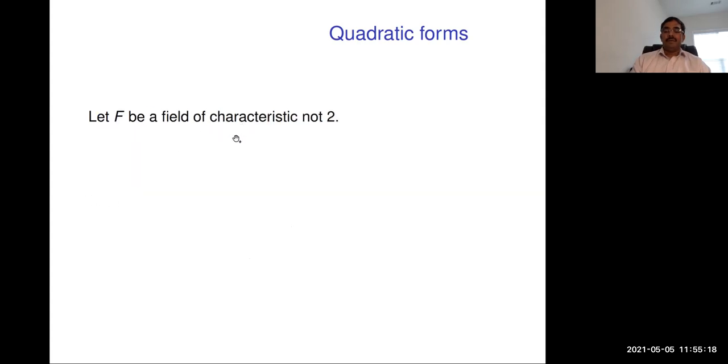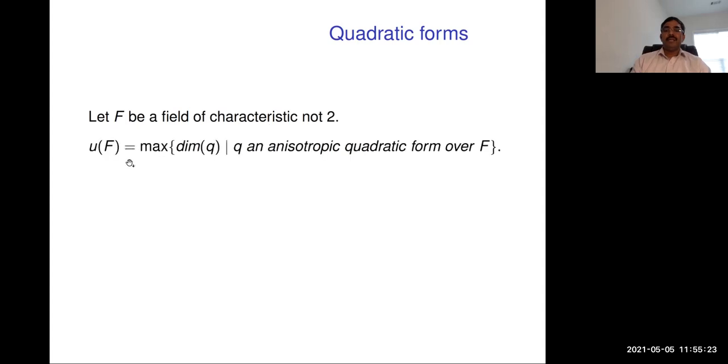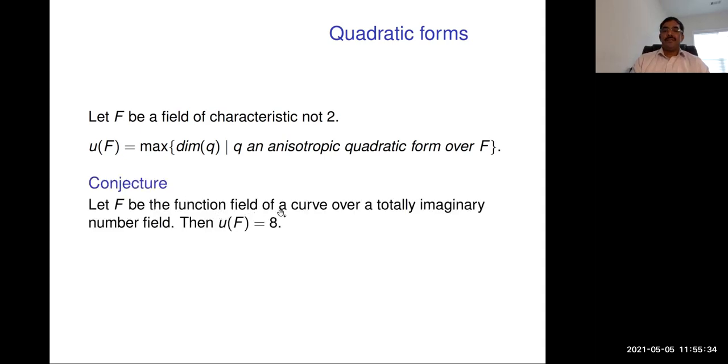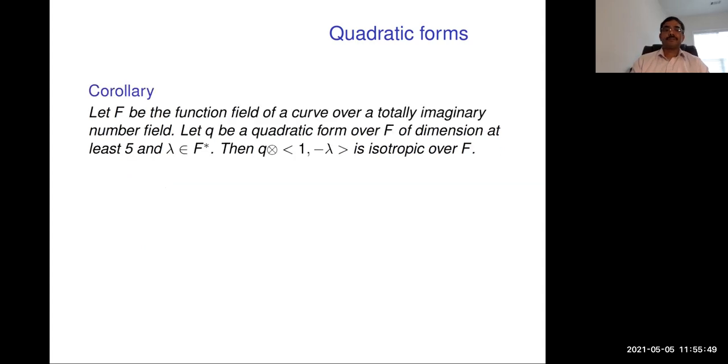Okay, now again go to a general field, characteristic not 2. The u-invariant of F is defined as the maximum of the dimensions of anisotropic quadratic forms over F. And the conjecture is that if F is a function field of a curve over a totally imaginary field, then the u-invariant is 8. Of course, we don't even know whether this u-invariant is finite for this field. So we are far from knowing anything about this conjecture.